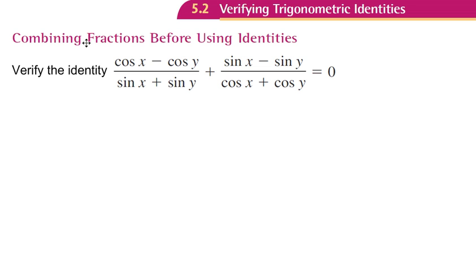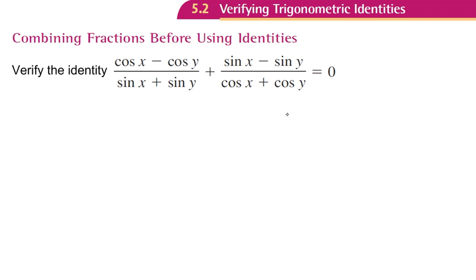Okay, so notice the different variables, meaning these really don't have a common term together, so we've got to deal with them separately, with their own types of variables. So cosine of x minus cosine of y all over sine of x plus sine of y, plus sine of x minus sine of y all over cosine of x plus cosine of y. Does that all equal 0? Yes. Okay, we're done with the problem now.